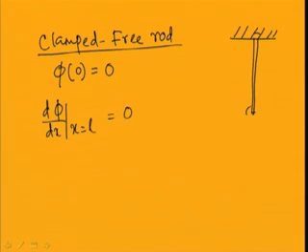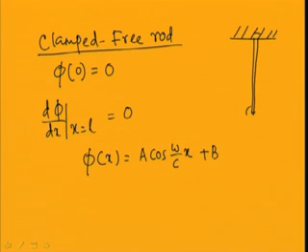So, we can write this phi x in this form. Phi x will be equal to a cos omega by c x plus b sin omega by c x. In this case I can substitute phi 0 equal to 0. That will give b into 0 plus a equal to 0, or a equal to 0. So, phi 0 equal to 0 implies a equal to 0.